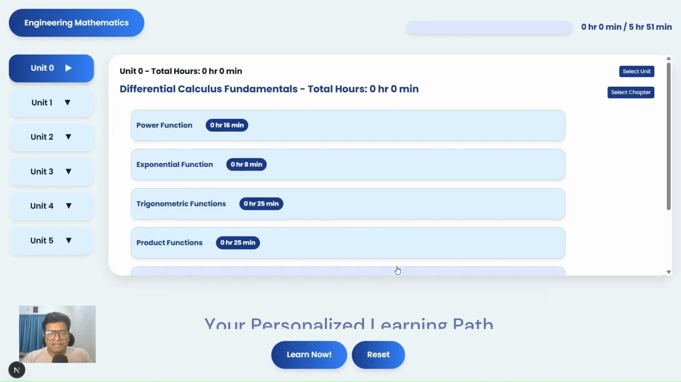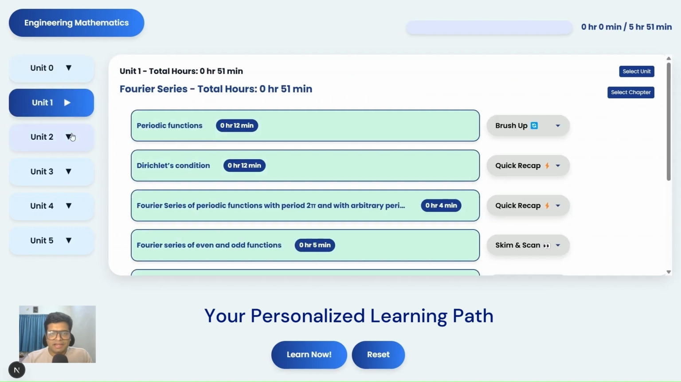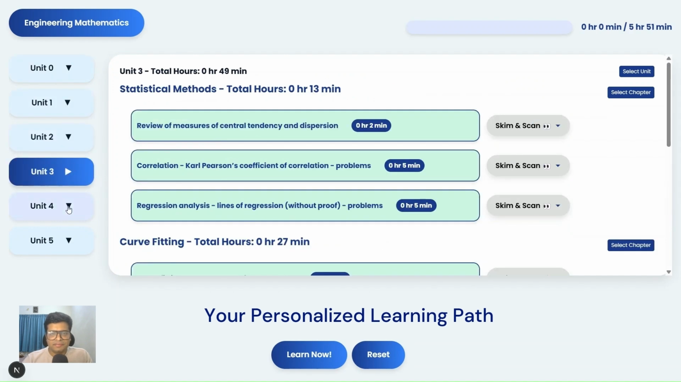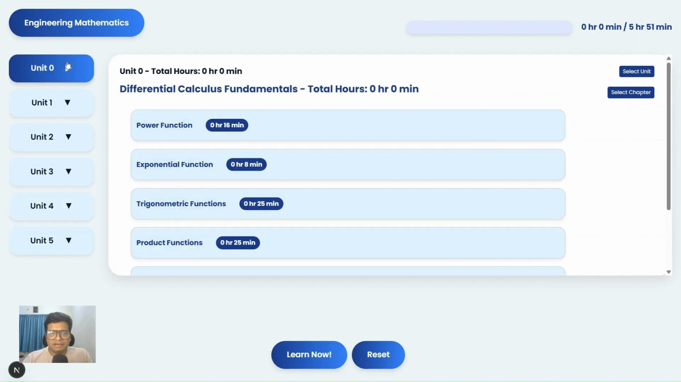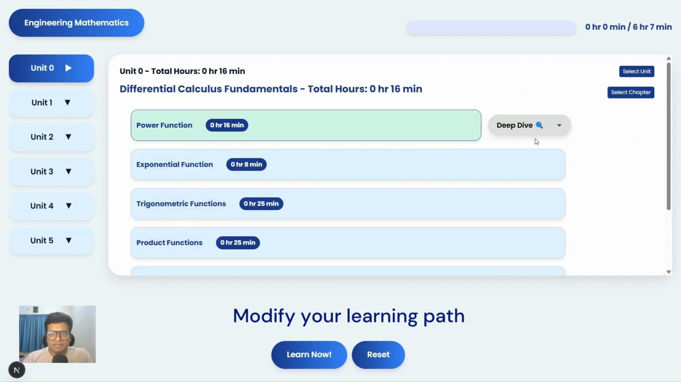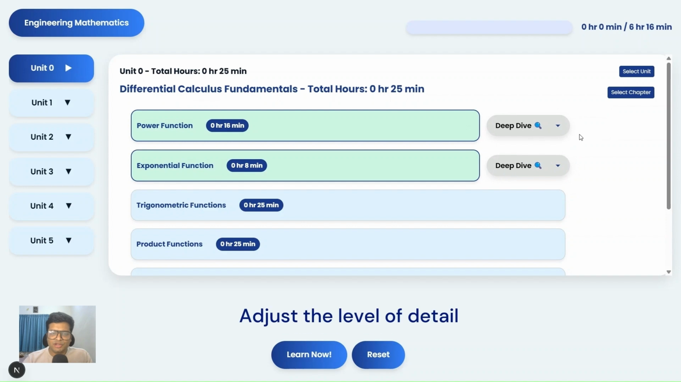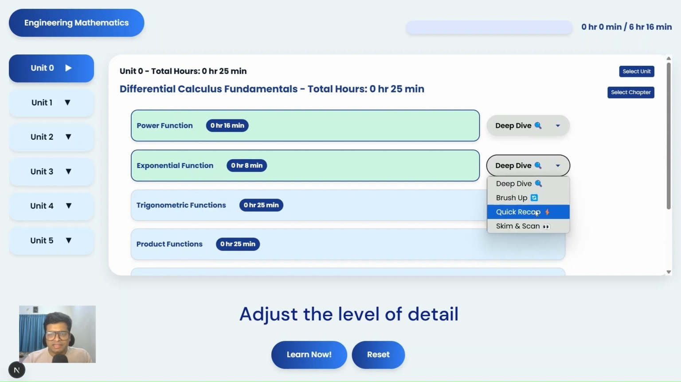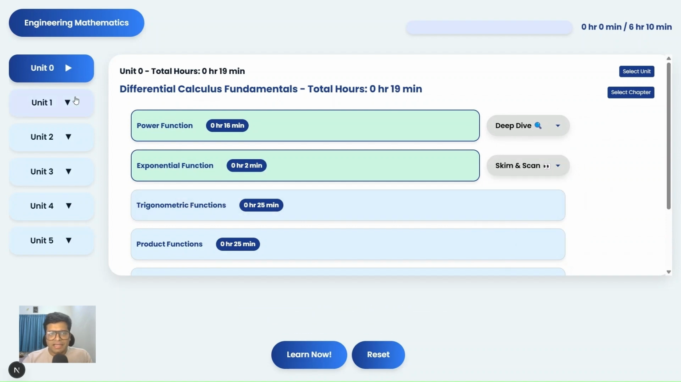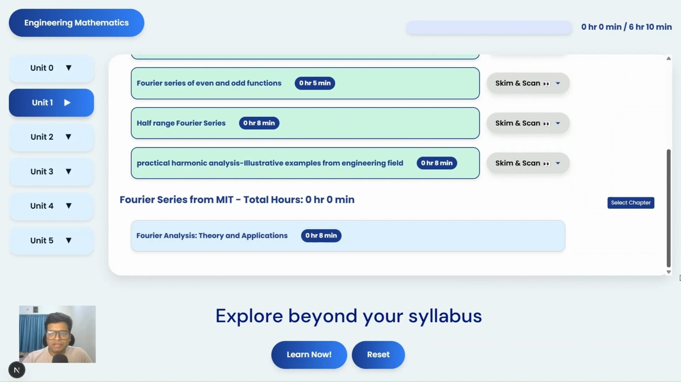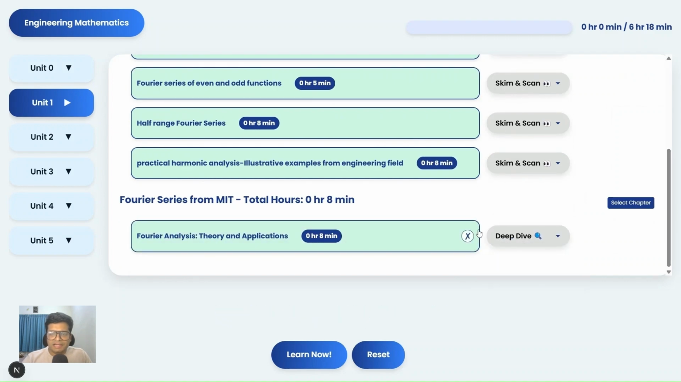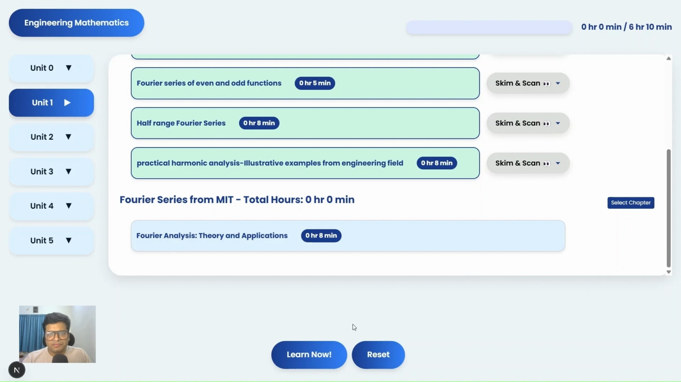With this, Kplor creates a custom learning path where it pre-selects topics based on my time constraints. I am not clear with a few fundamentals, so let me select them as well. I want to deep dive into power function and quickly skim through exponential functions. I can also go above and beyond my curriculum, but let me drop that for now. With that, I am ready to go.